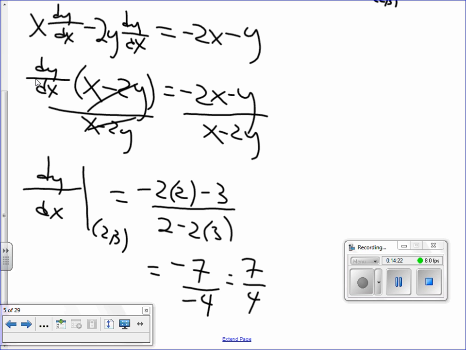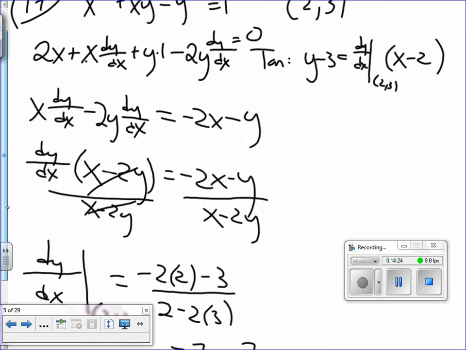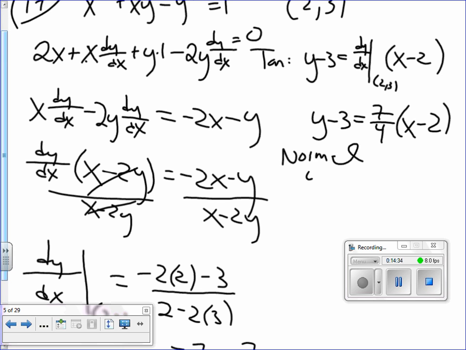So that's where all the work came in. So the equation of our tangent line is y minus 3 equals 7/4 times x minus 2. And then for the normal line, y minus 3 equals negative 4/7 times x minus 2. Okay?